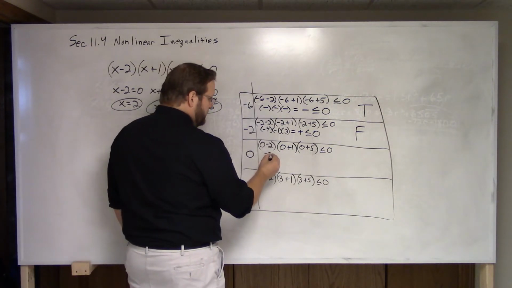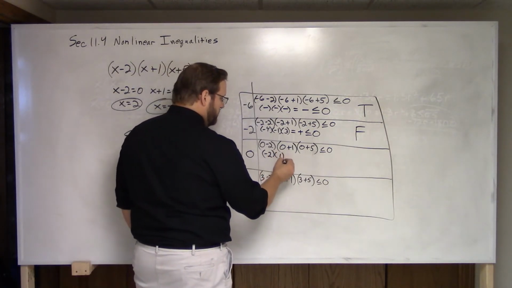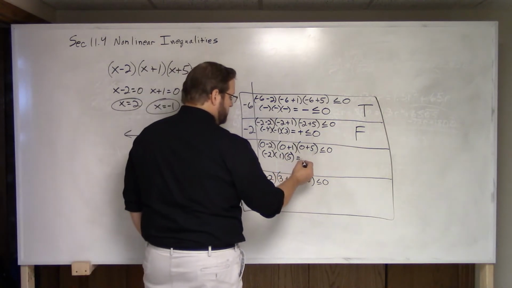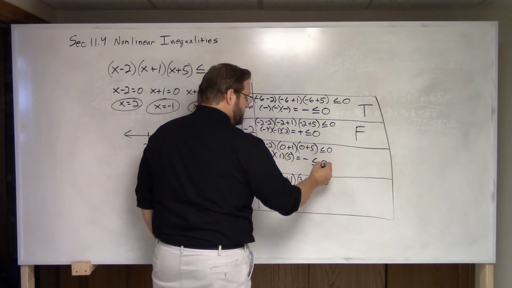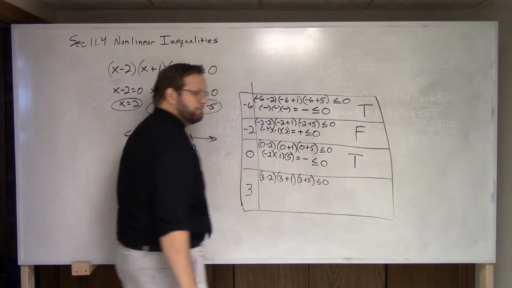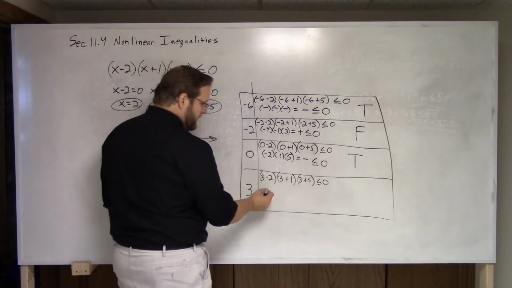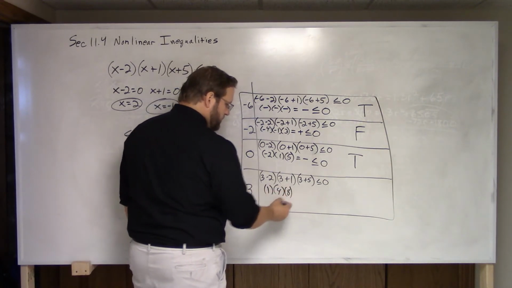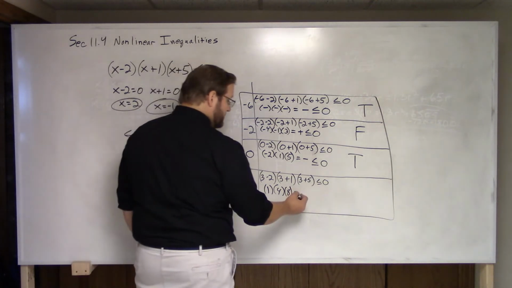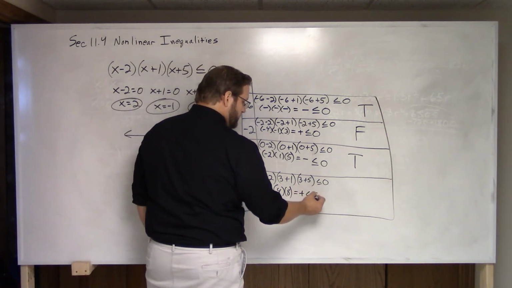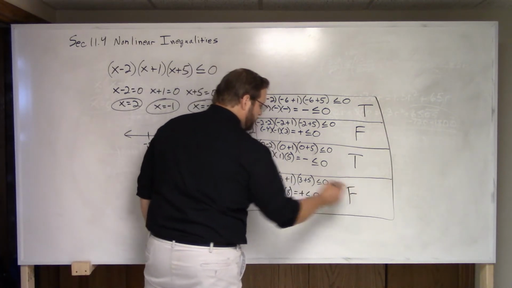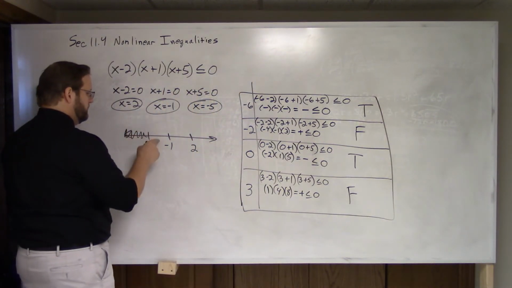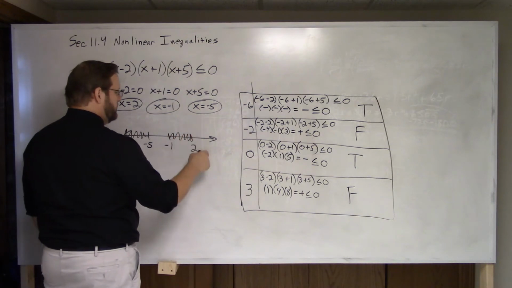Here I got negative 2. I got a 1. I got a 5. It's a negative 10. Is negative less than or equal to 0? Yes. And then finally, I have a 1. I have a 4. I have an 8. What I really care about is that it's all positive. Less than or equal to 0, that is false. So what I get is true, false, true, false.